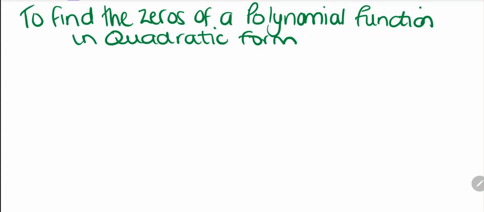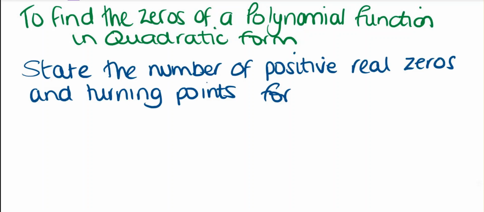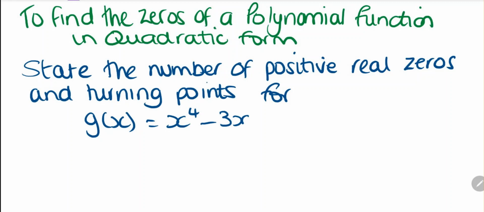So we're asked to find the zeros of a polynomial function in quadratic form. We're asked to state the number of positive real zeros and turning points for the function g of x is equal to x to the power 4 minus 3x squared minus 4. So we need to determine all the real roots by factoring. So what can we say about our function?